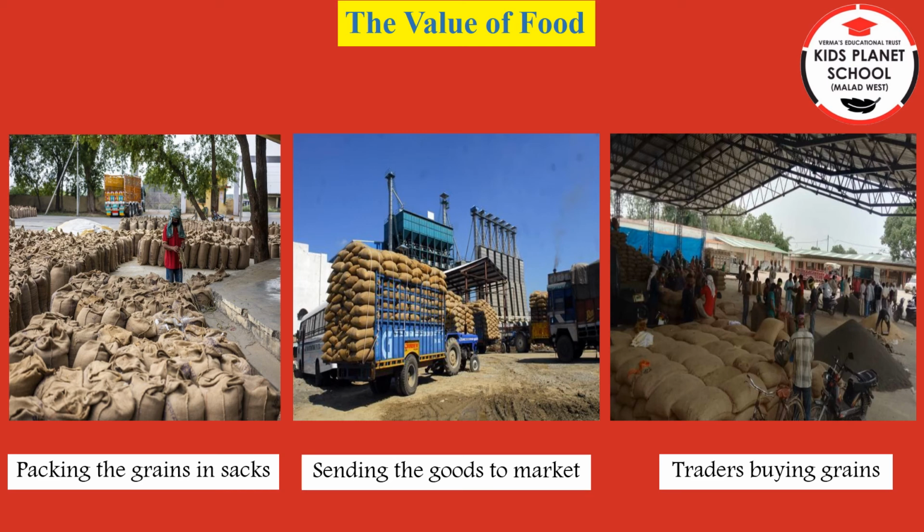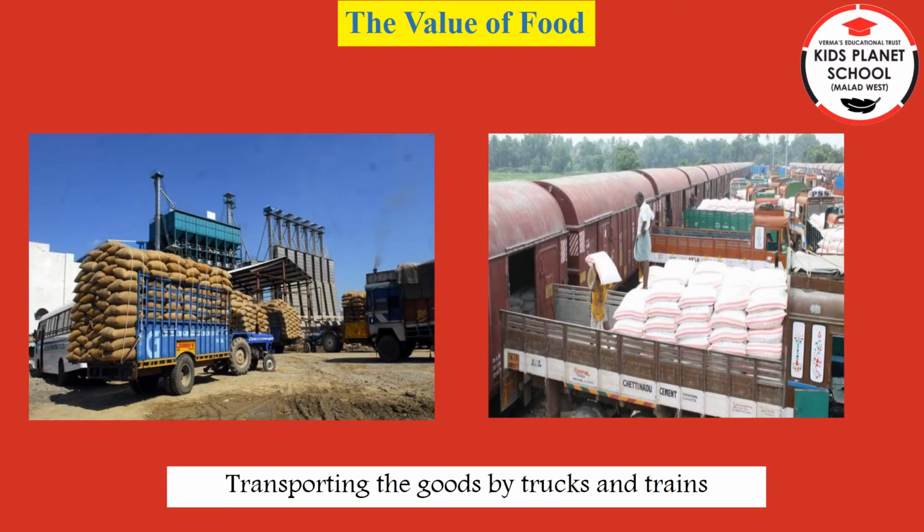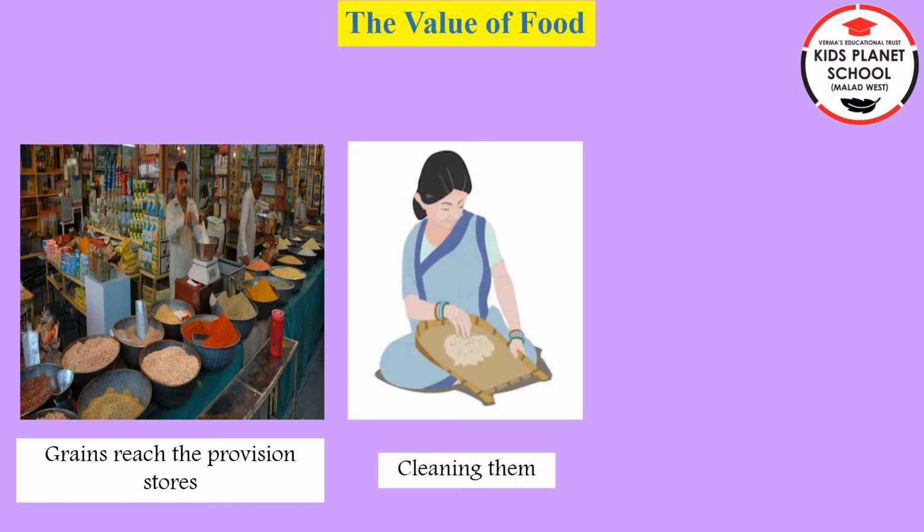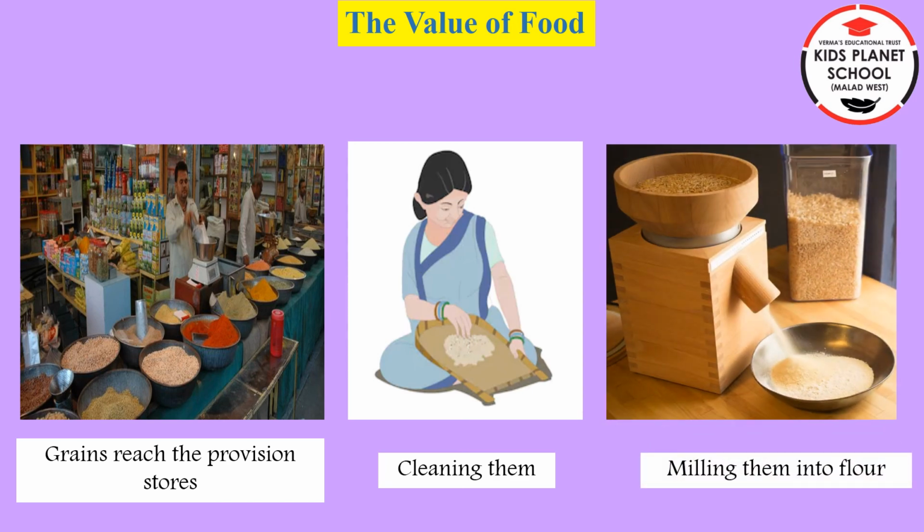The traders are the first people who buy the grain. Now, these grains are sold and sent all over the country. They are transported, sent to other places by trucks and trains. The drivers, the laborers, the porters too work hard. Transportation also takes a lot of money. Now the grains reach the provision stores. People go and buy them from stores. Then they sort out any stones or rubbish to clean the grains. And then they get it milled into flour.